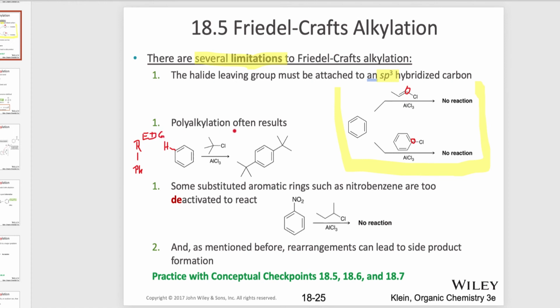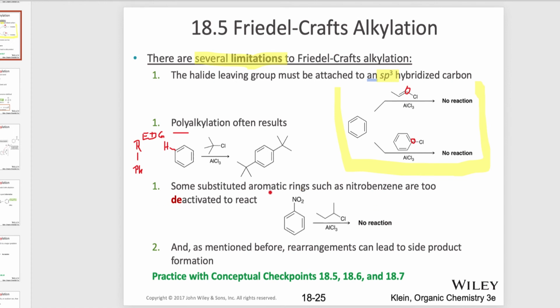And it does this through induction. It's a weaker effect. It's not as strong as resonance, but still it activates the ring. If the ring is activated, it will speed up the reaction. And then what we see is polyalkylation. So you may have not only one T-butyl group, but a second one. Because of bulkiness, it won't happen here, but it could happen with other alkyl substituents.